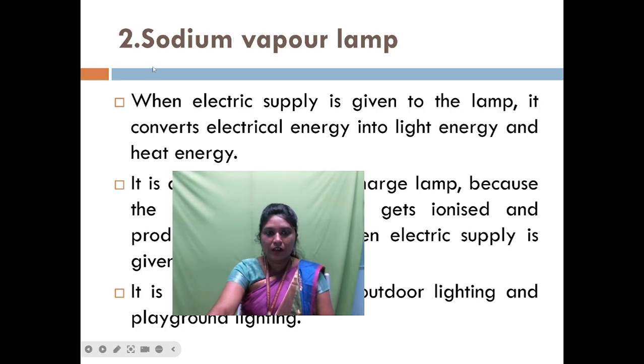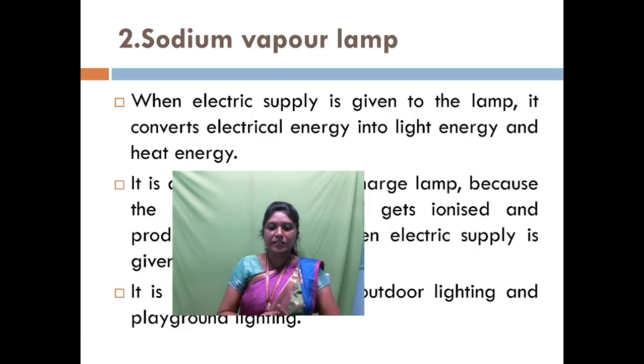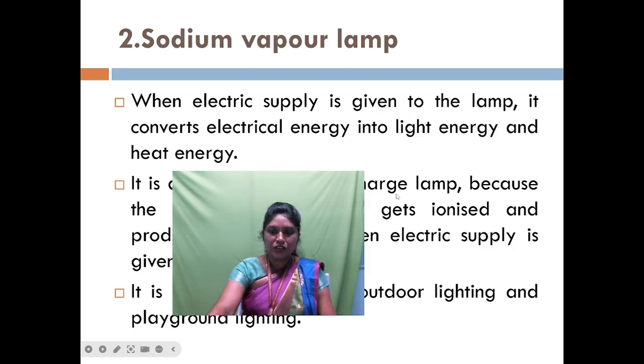Next comes the sodium vapor lamp. This is also called a gas discharge lamp. Similarly, here the electric supply is given to the lamp, and it converts the electrical energy to light energy as well as heat energy. The incandescent lamp is called the filament lamp, whereas the sodium vapor lamp is called the gas discharge lamp, because the gas inside the lamp gets ionized and produces light energy when the supply is given. It is found in street lights, outdoor lighting and playground lighting.